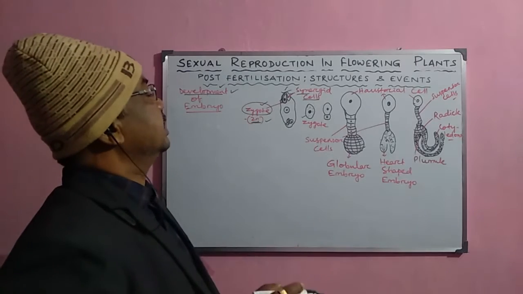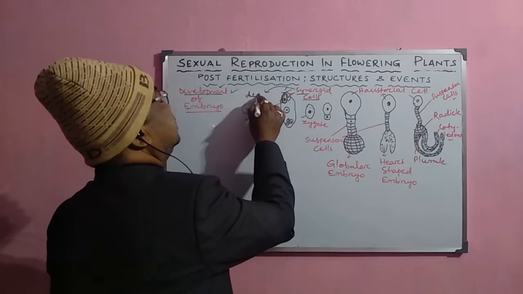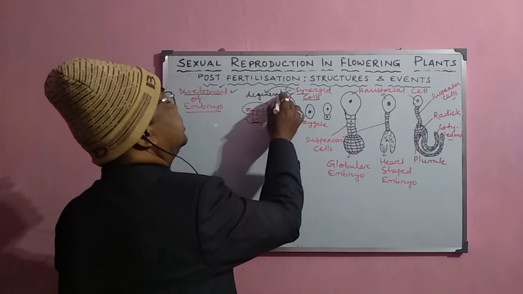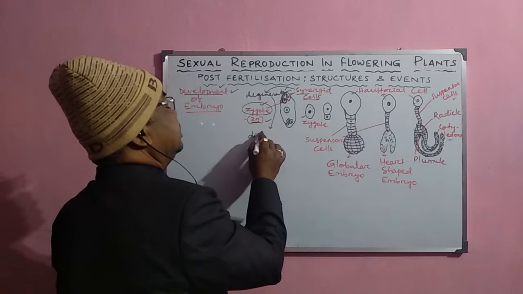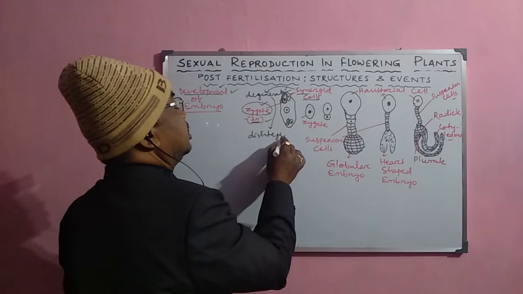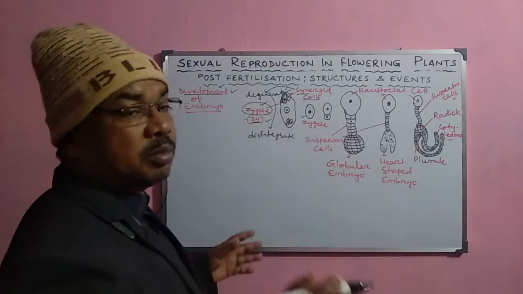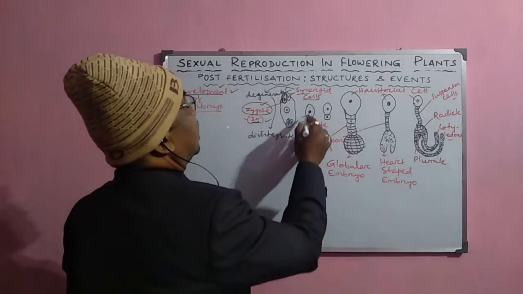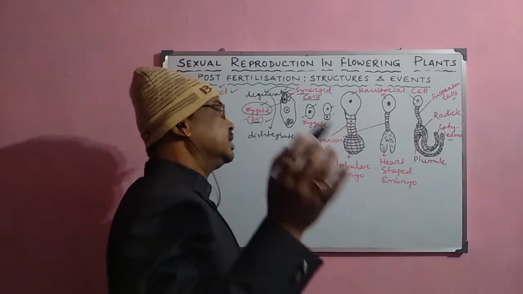adjacent to the egg cell, they actually degenerate and gradually disintegrate. But this is the zygote which actually develops the embryo. Now this zygote divides into two cells, after that 2 to 4, 8 like that.